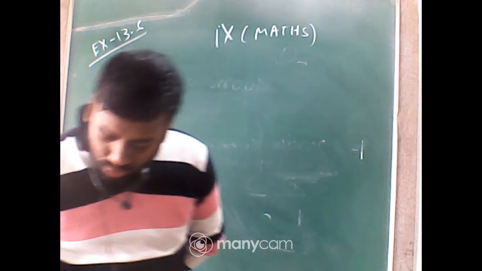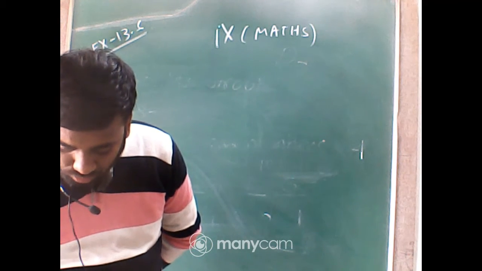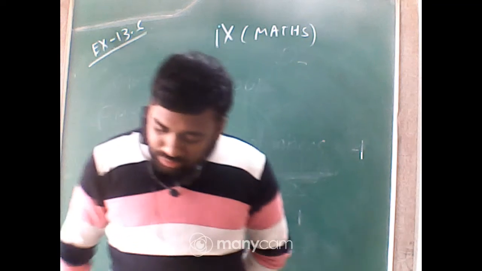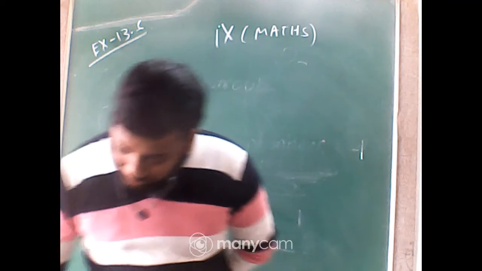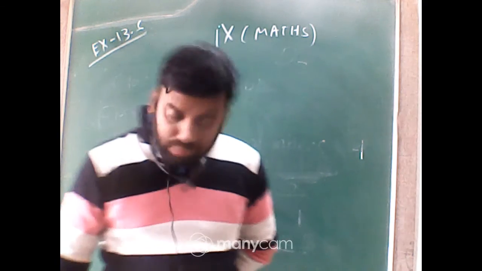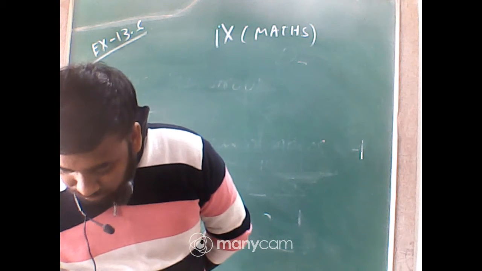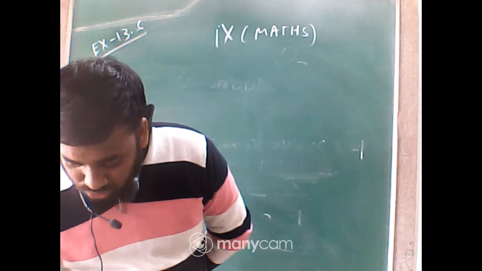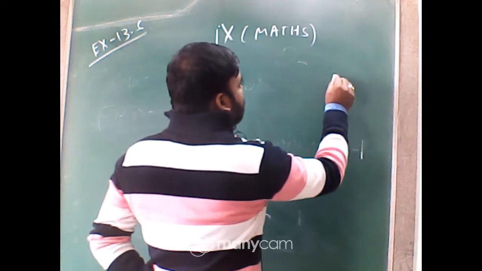Okay, so first question: the circumference of the base of a cylindrical vessel is 132 centimeter and its height is 25 centimeter. How many liters of water can it hold? Okay, so students, first of all, just imagine a cylinder.